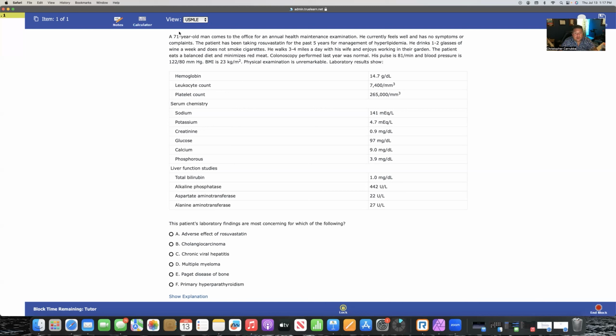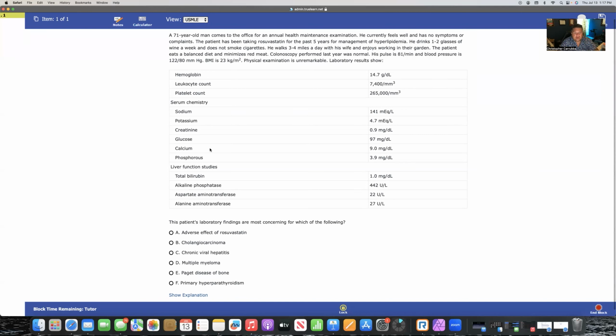So again, we're going into this stem with the goal of trying to figure out what the abnormal laboratory finding or findings are, linking that to one of these answer choices, and maybe trying to figure out, is this going to be more of a bone process or hepatobiliary? And we know what those answers are. So that's going to really influence what variables we want to focus in on here.